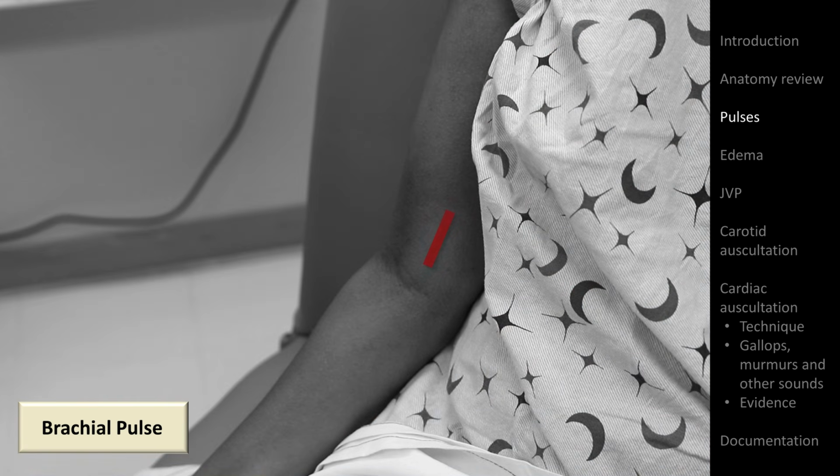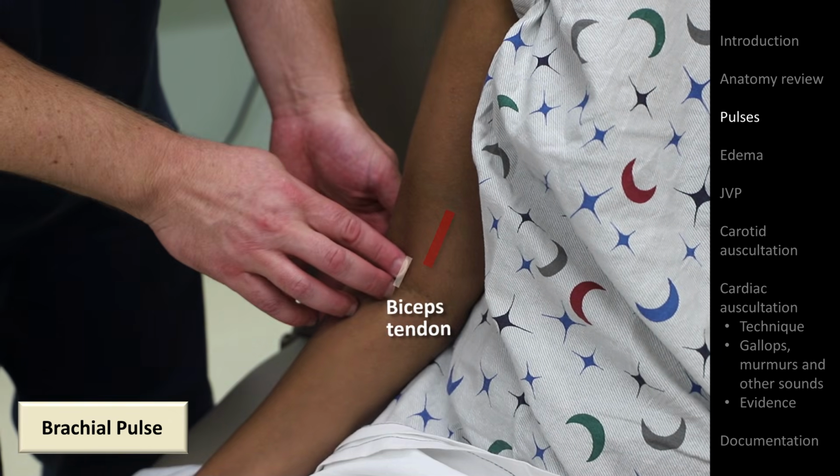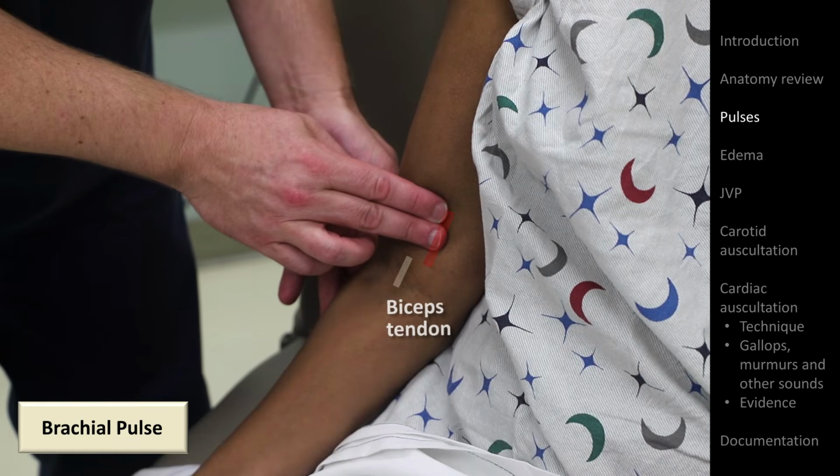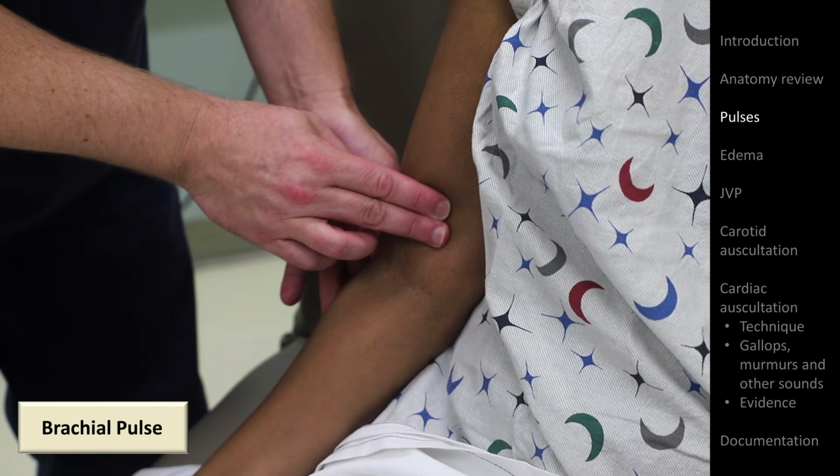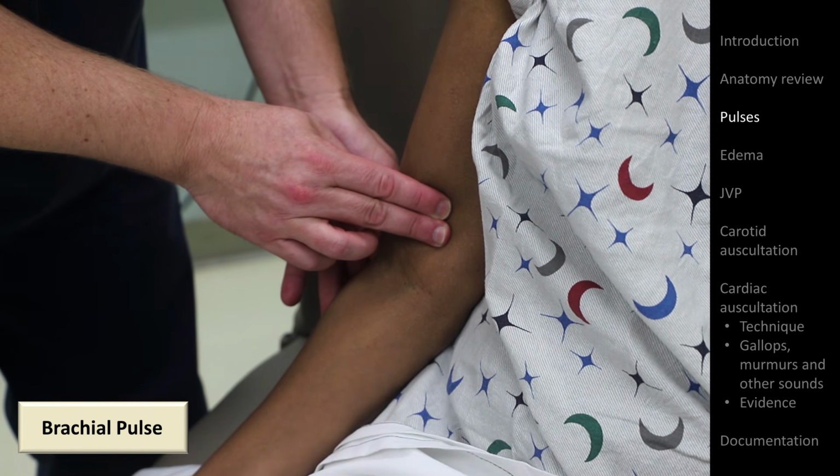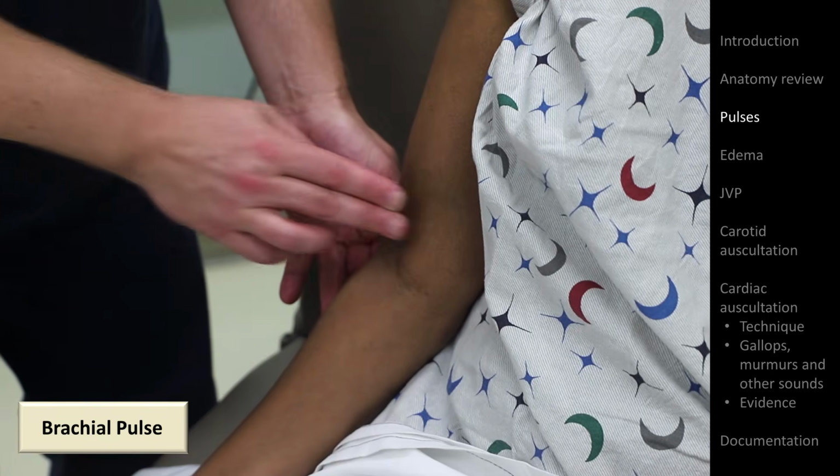The brachial pulse is most easily felt by finding the biceps tendon in the antecubital fossa and palpating about 2 centimeters medial and 2 centimeters proximal. It requires more pressure from your fingers to feel this than the radial pulse did.